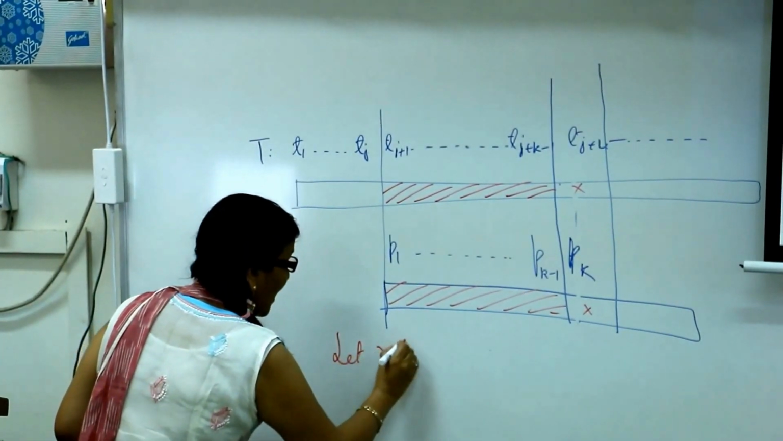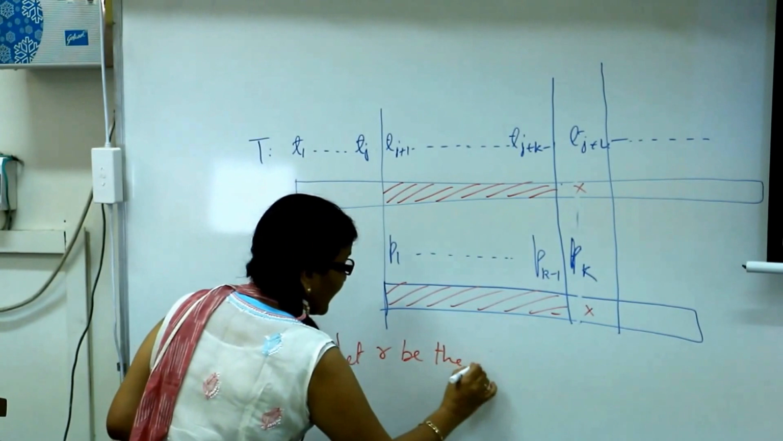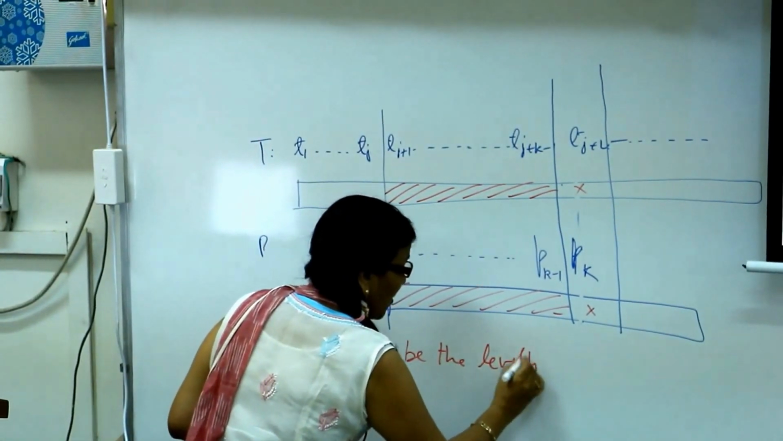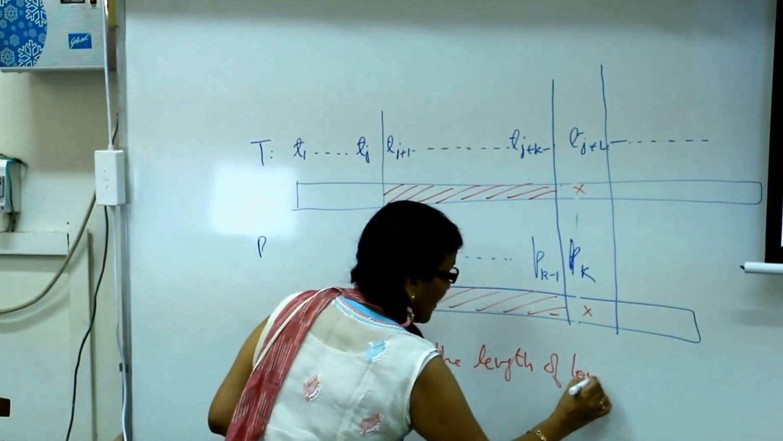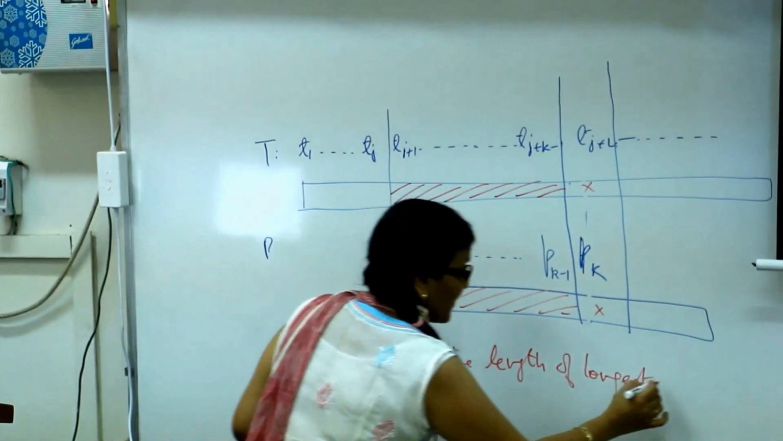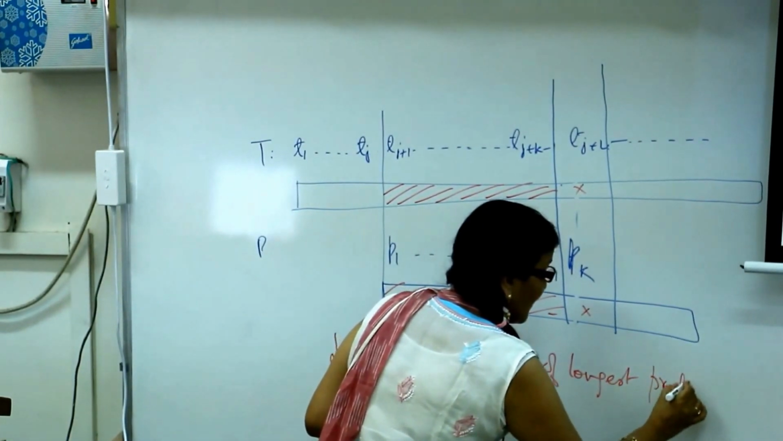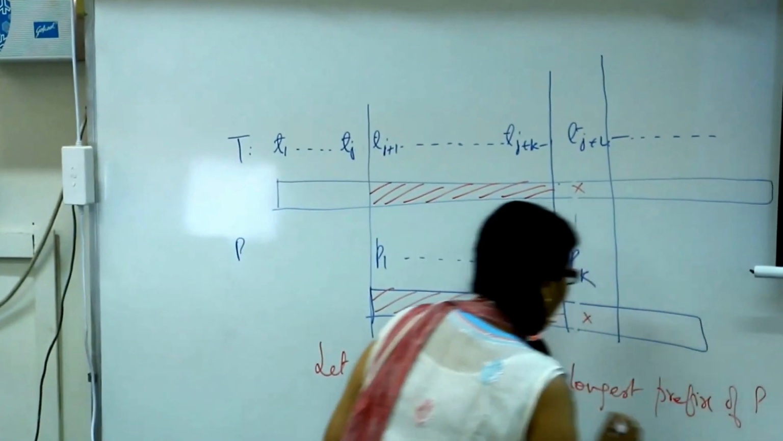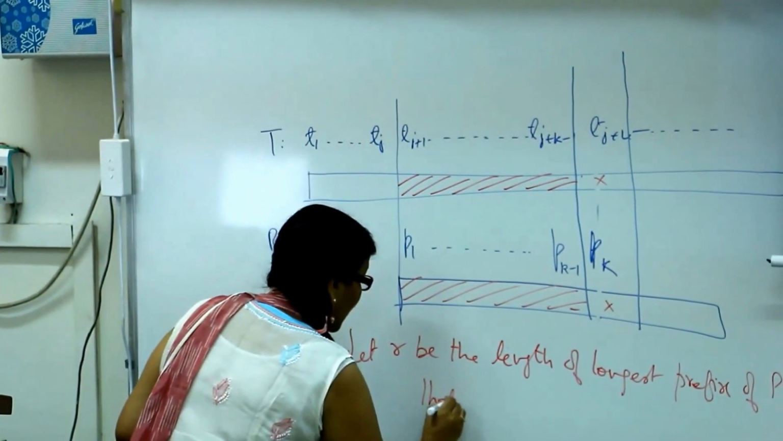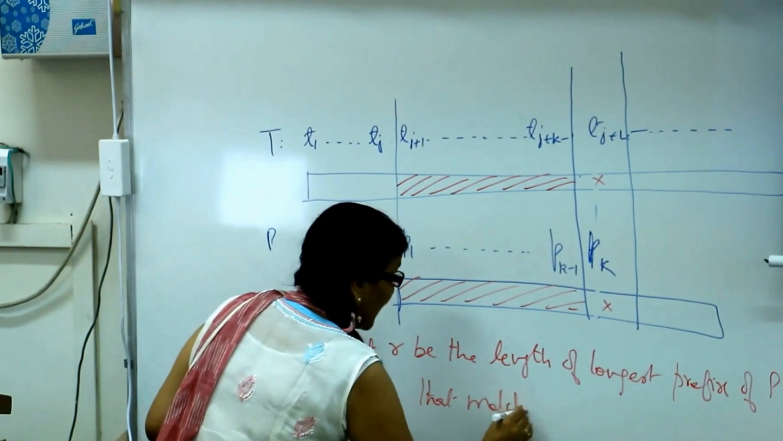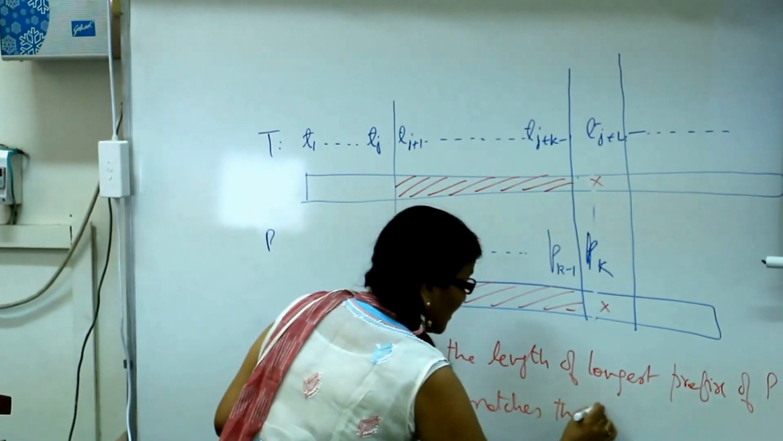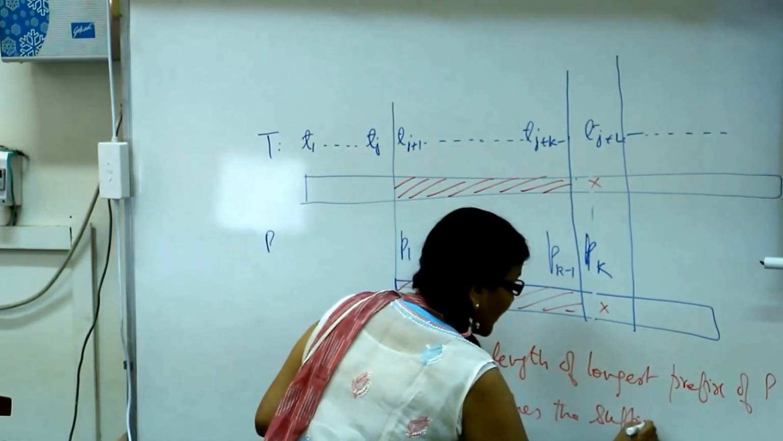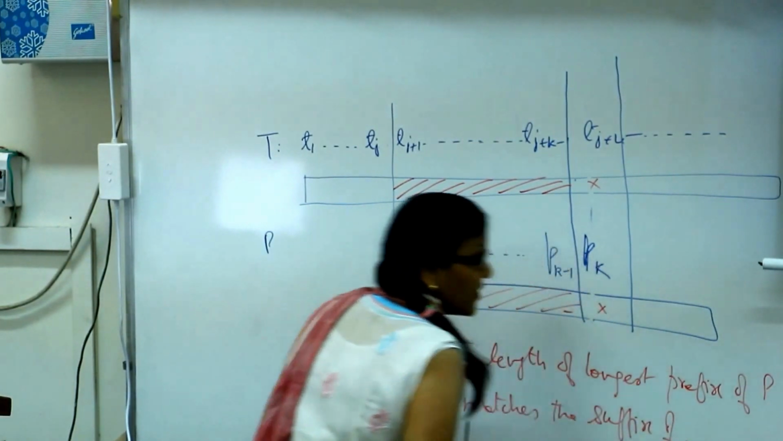So let R be the length of the longest prefix of P that matches the suffix of dash. This I am going to fill up.